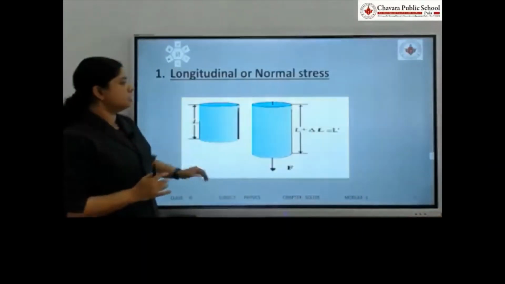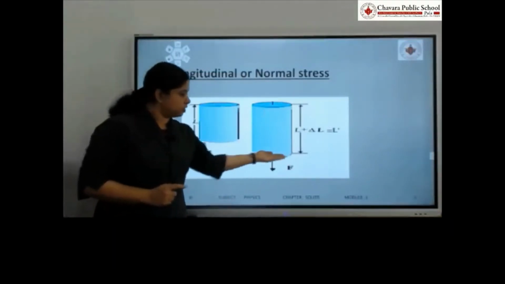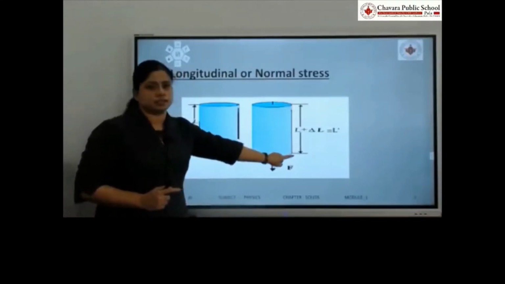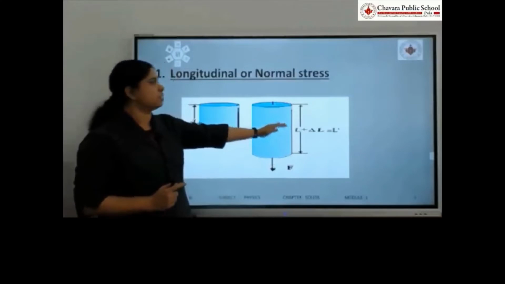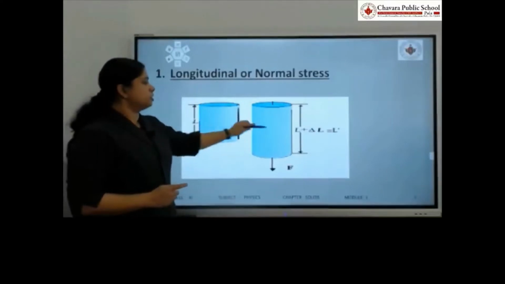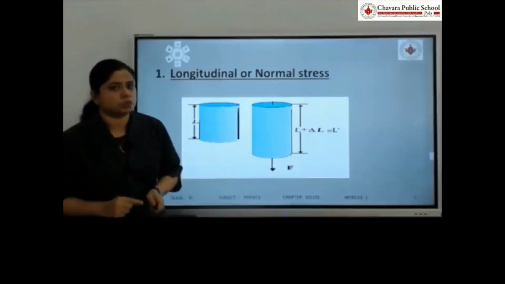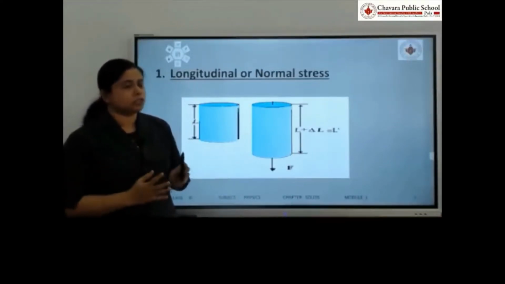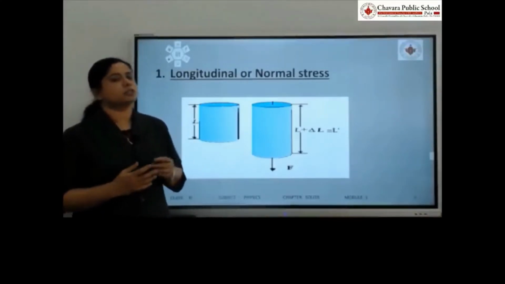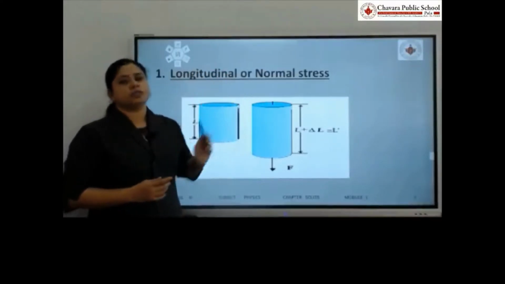Consider a cylinder of length L. If you apply a force perpendicular to its cross-sectional area, its length increases, that is, there is a change in length. That is why it is named longitudinal stress. The longitudinal stress is the internal restoring force developed inside the body when a force is applied perpendicular, or normal, to the cross-sectional area. So, type 1 stress: longitudinal or normal stress.